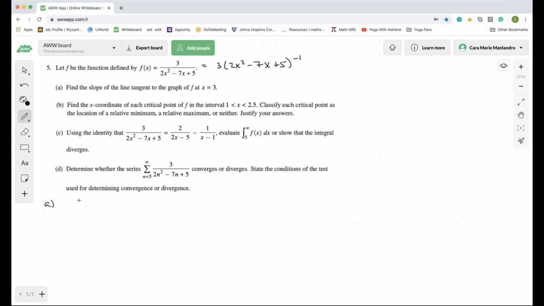I think it's also a good guess. It's a guess, right? So I'm f prime of x, I'm going to go ahead and use the power rule and the chain rule.